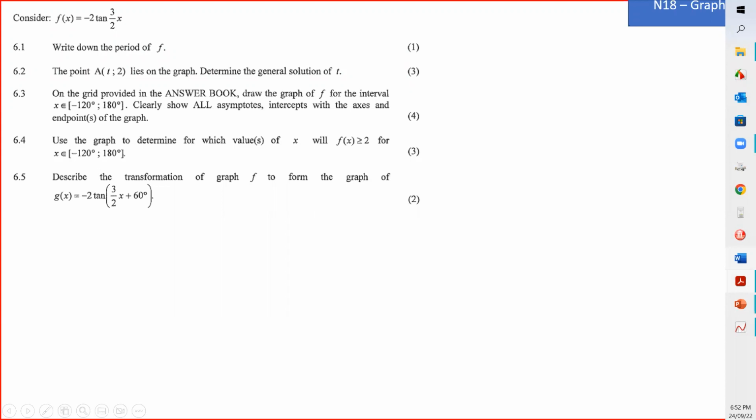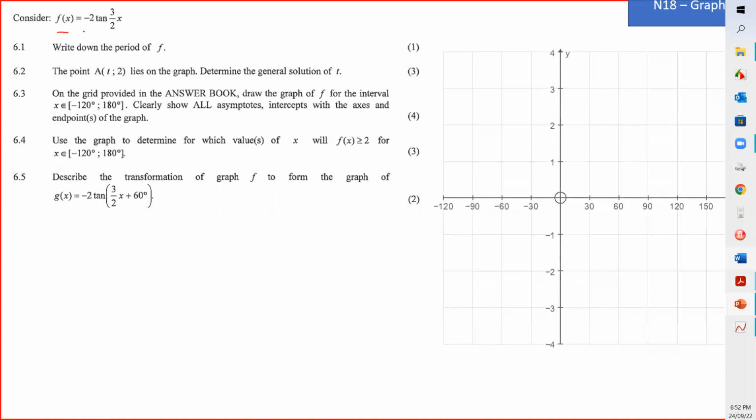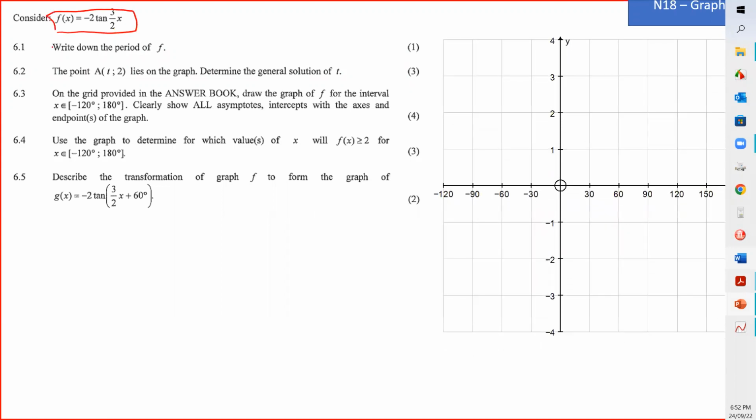It starts with, consider f of x. Okay, f of x equal to -2 tan (3/2)x. Write down the period of f. So remember what I said, that the number in front of x, in this case 3/2, affects your period. So your normal period of the tan graph is 180, and then we're going to divide it by the number in front, which is 3/2. You can use your calculator, which will give you 120 degrees. So you can remember it as a formula: you take the original period and divide by the number in front of x.